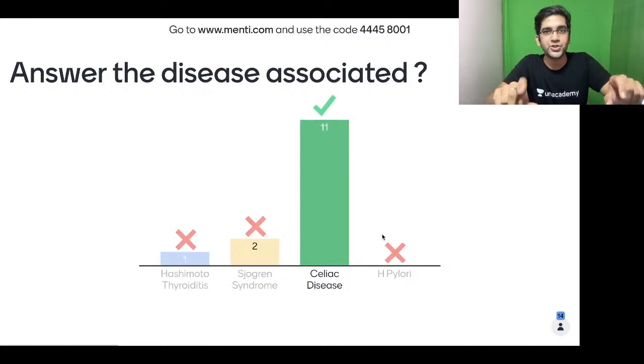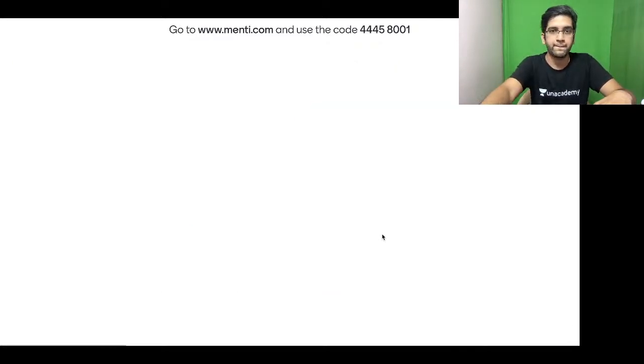So we had two images here. One had the dermal papillae. The other one had the immunofluorescence image, the granular positivity. The diagnosis there is dermatitis herpetiformis. And it is seen associated with celiac disease, right? Okay, that was the correct answer. Fine, great.